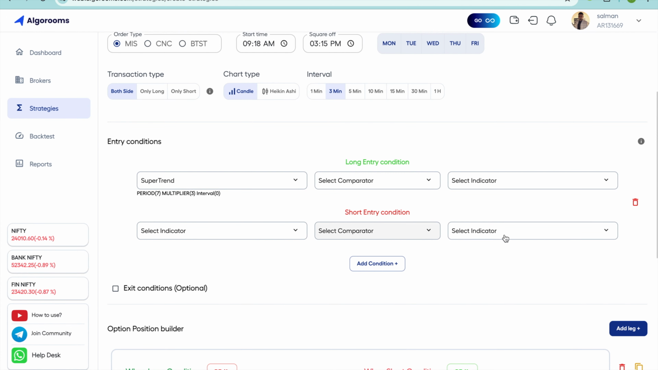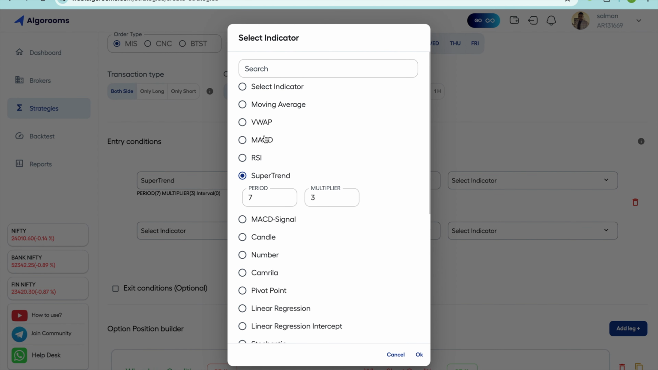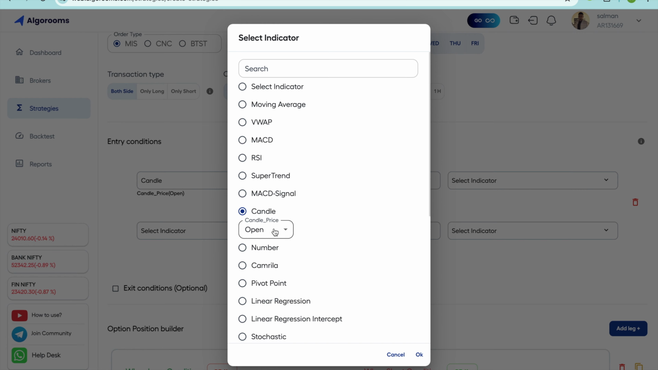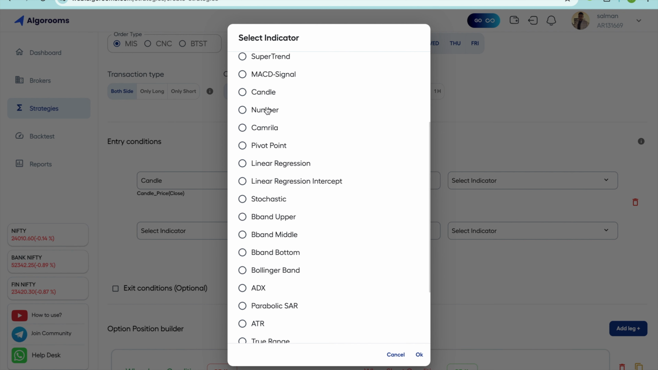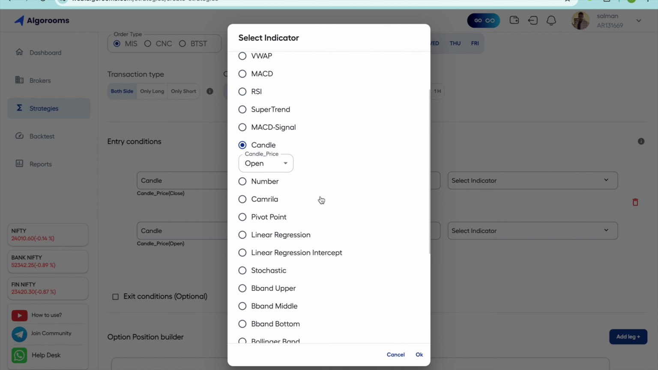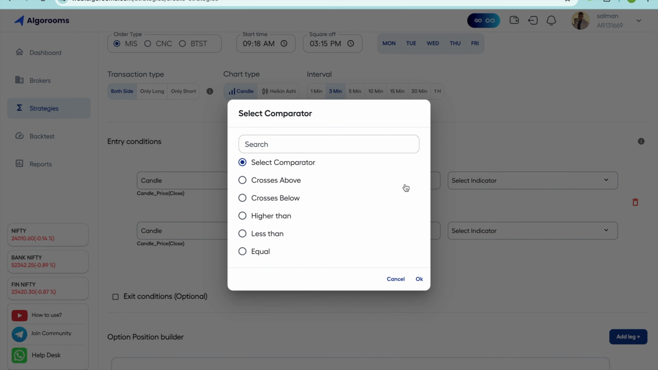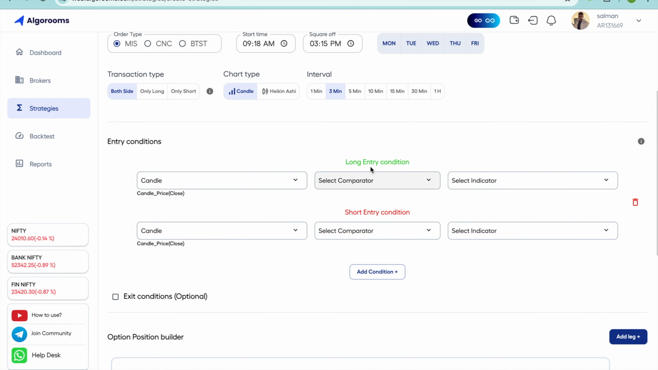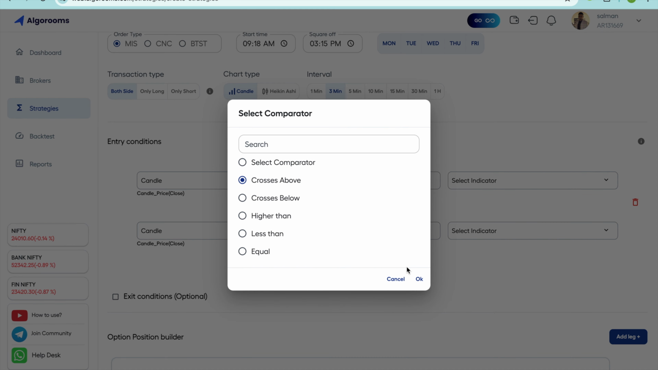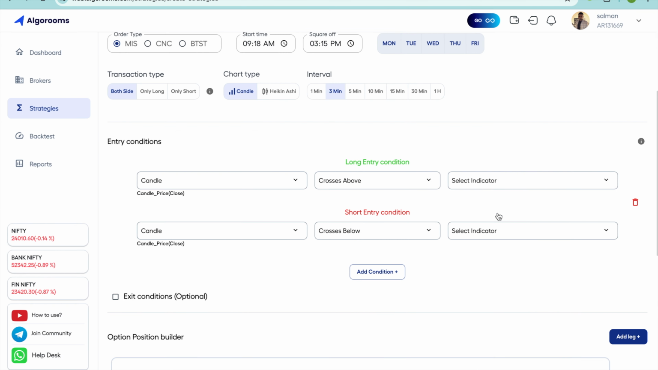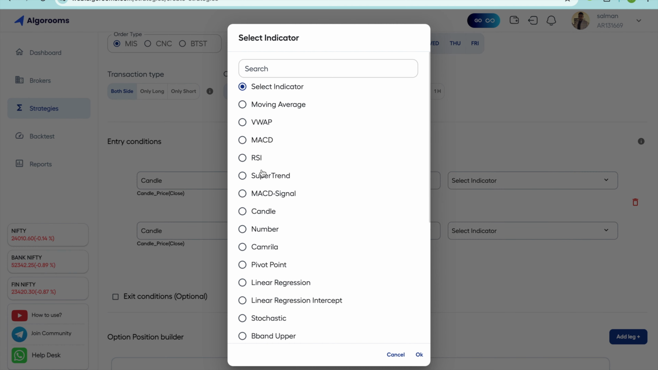First indicator is that way. Here it is the candle, and here it is the closing point of the candle. This is the close. The comparator is crosses. Here you can see, long entry is crosses above, and short entry is crosses below, and the indicator is super trend.